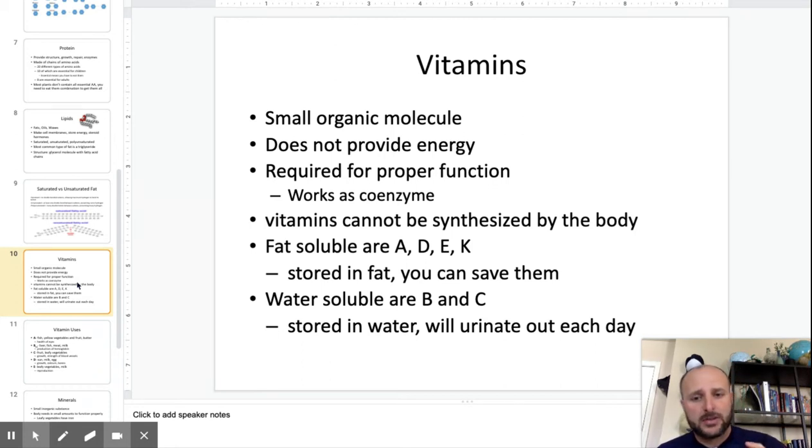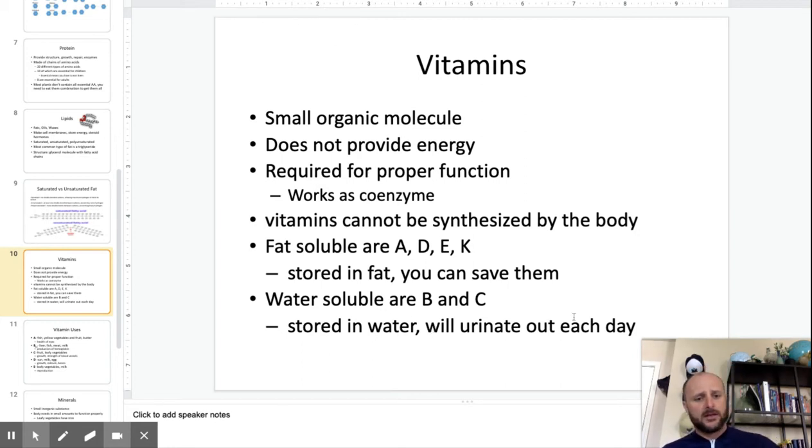They can either be fat soluble or water soluble. If they're fat soluble, it means they can be stored in your fat, and you can hold them for a long time and only use them when you need them. So you don't need to eat them every day. Water soluble, you do need to eat every day. You'll urinate any extra out.